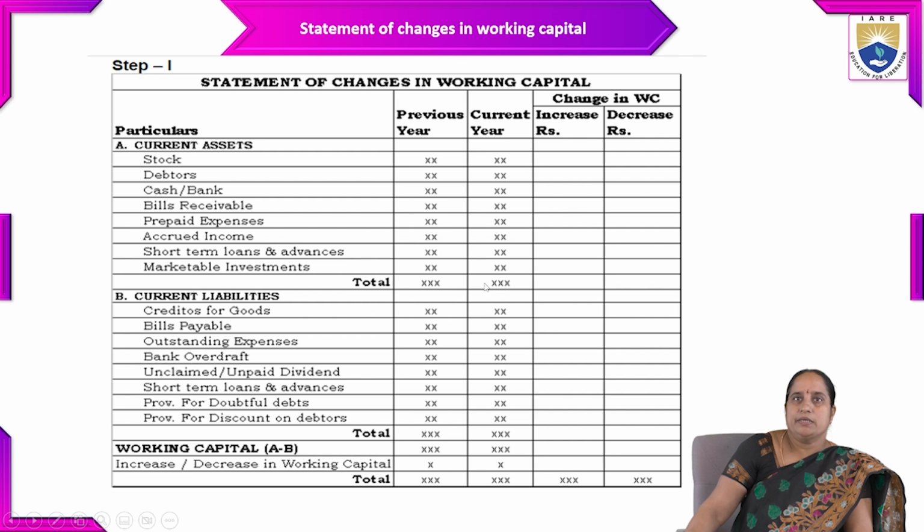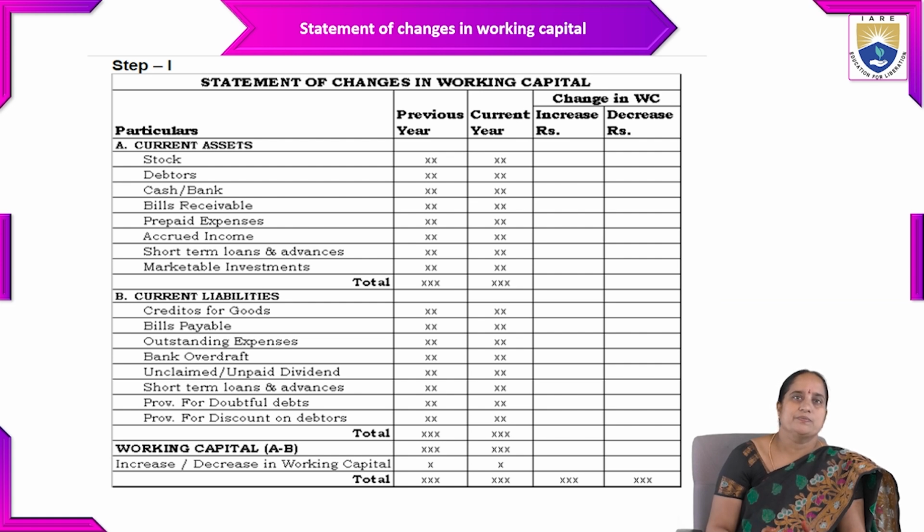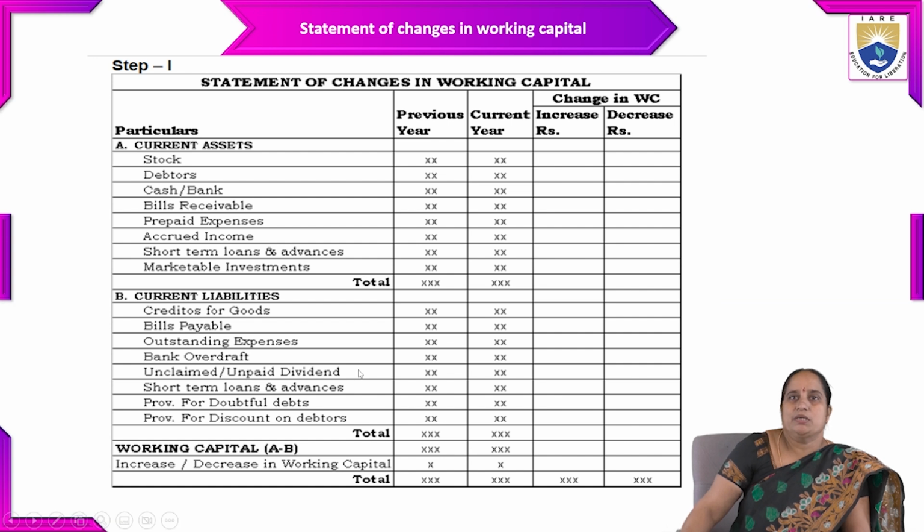So after that we should get the total. The next, second, current liabilities. So what comes under current liabilities? Creditors for goods, bills payable, outstanding expenses, bank overdraft, unclaimed or unpaid dividend, short-term loans and advances, provision for doubtful debts, provision for discount on debtors. So all those things come under current liabilities.